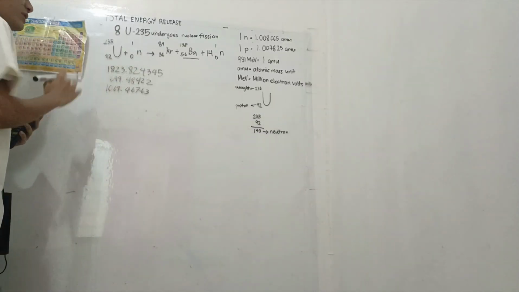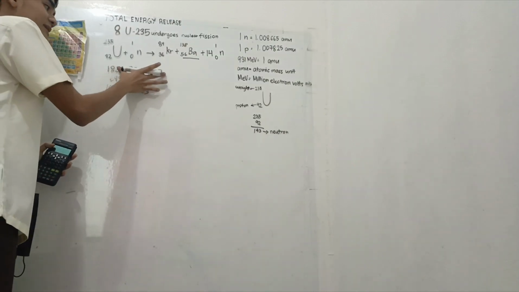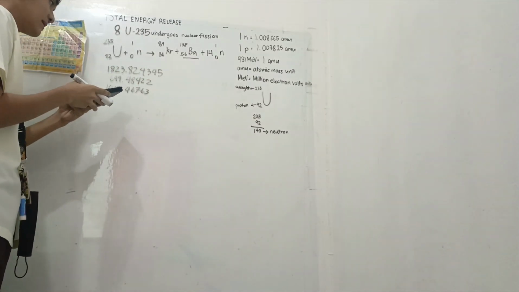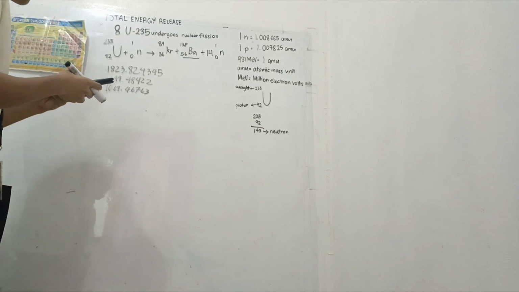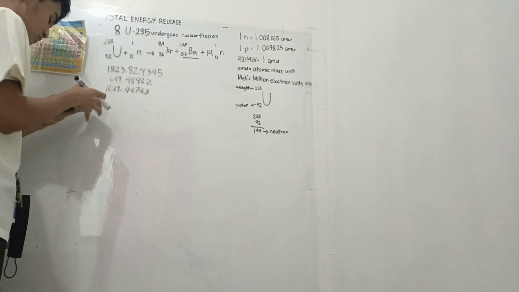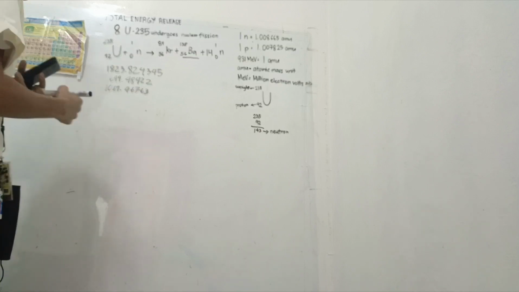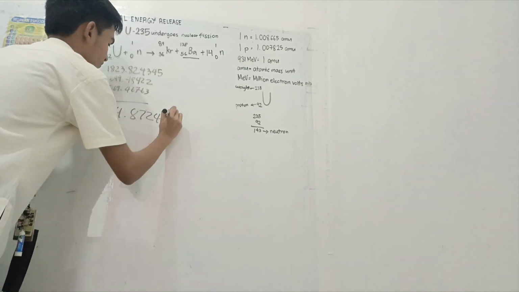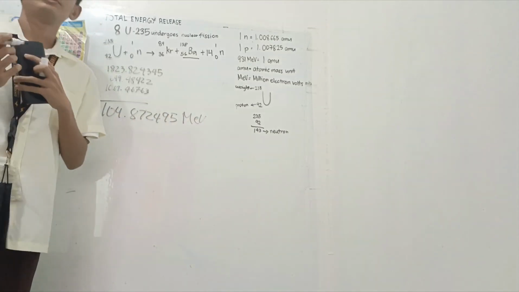Ngayon, i-list out natin yung nakuha nating tatlong value. Itong una ay galing sa reactant side, yung sa uranium, then itong dalawa ay galing from krypton and barium. Ngayon, simpleng step na lang ang gagawin natin. Itong sa reactant side, ima-minus natin sa total ng product side. So, paano yun? 1823.824345 minus 649.48422 minus 1069.46763. Ang kanyang total answer is 104.872495. Ito yung kanyang total energy release in MeV during the nuclear fission. Yun lang po. Thank you.